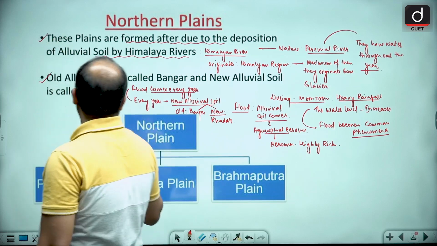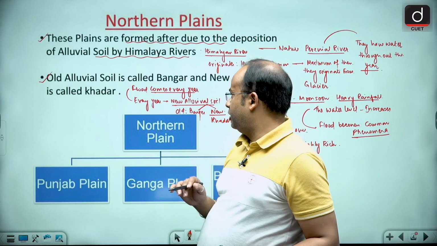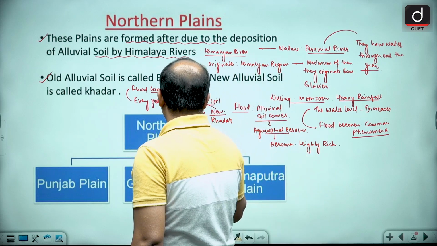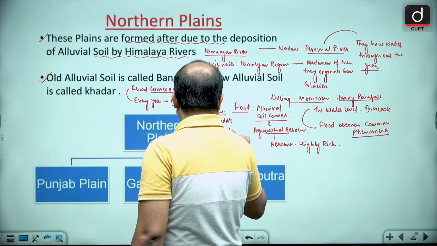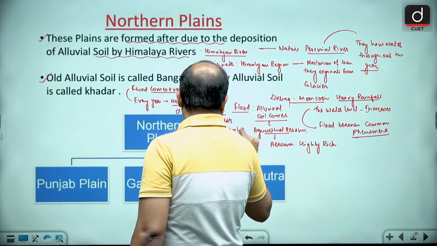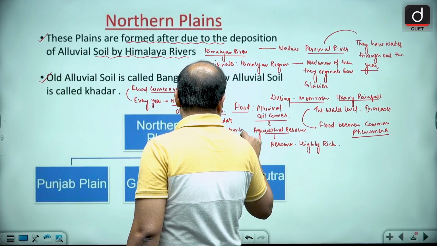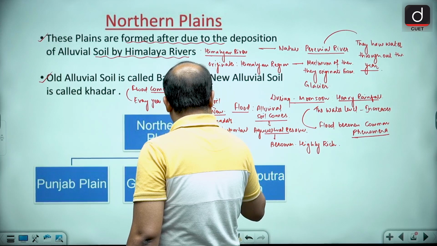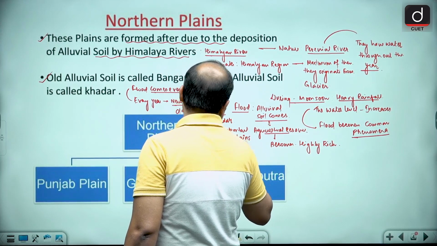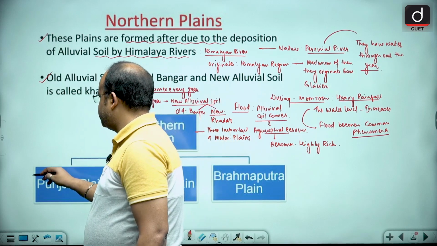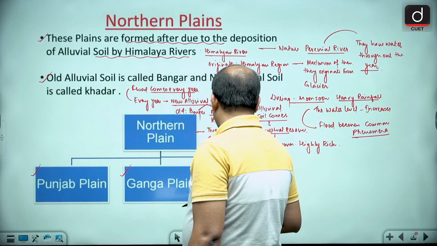Now guys, due to these Himalayan rivers, there are three important or major plains in northern India. Which are those? First is the Punjab plain, second is the Ganga plain, and third is the Brahmaputra plain.